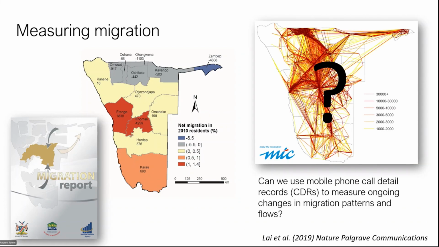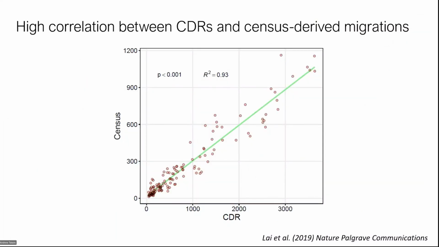So we are interested, can we use these mobile phone call detail records that can tell us about how mobile phones and their users are moving, at data collected at similar timescales as the census, to measure those ongoing changes in migration patterns and flows? Well, firstly, when we just look at the correlations, it's pretty strong.